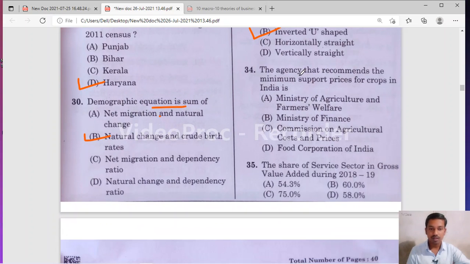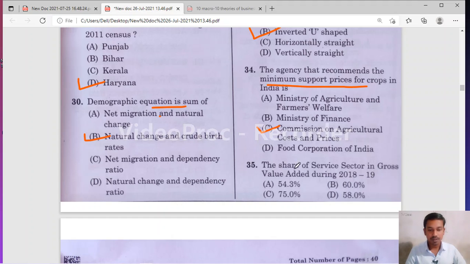Question number 34. The agency that recommends the minimum support prices for crops in India is option A, Ministry of Agriculture and Farmers Welfare. Option B, Ministry of Finance. Option C, Commission on Agricultural Cost and Prices, CACP. Option D, Food Corporation of India. Yes, the agency that recommends the minimum support price is CACP, Commission on Agricultural Costs and Prices.